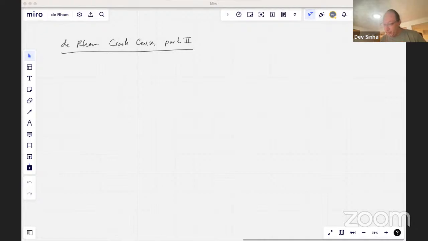Great. So let's recap some key concepts. Forms are really just multilinear, also alternating quantities to integrate. And we had lots of examples last time. Let me start with a non-example.